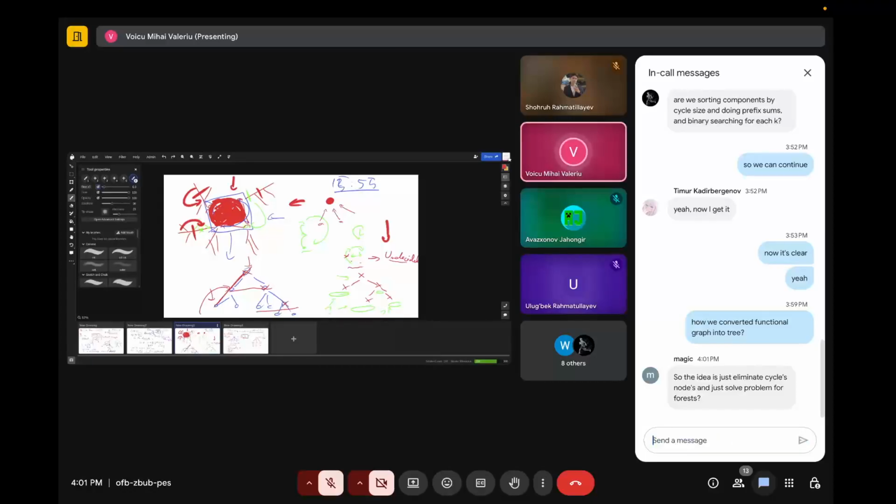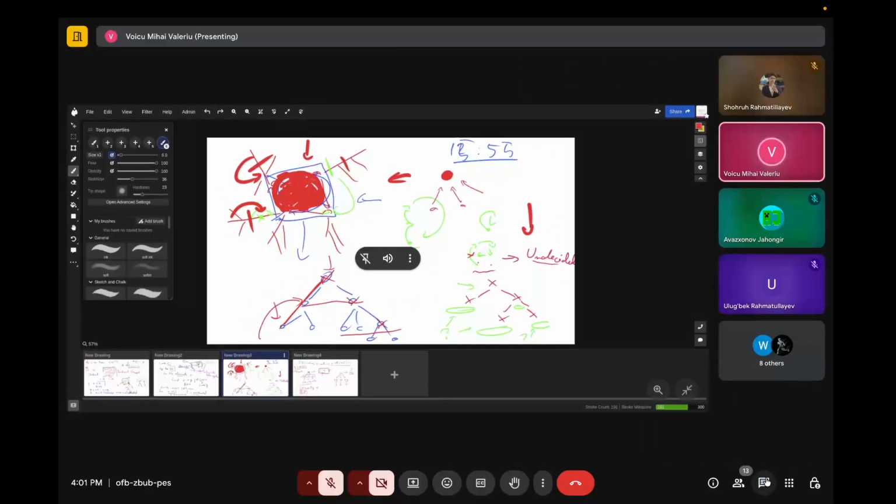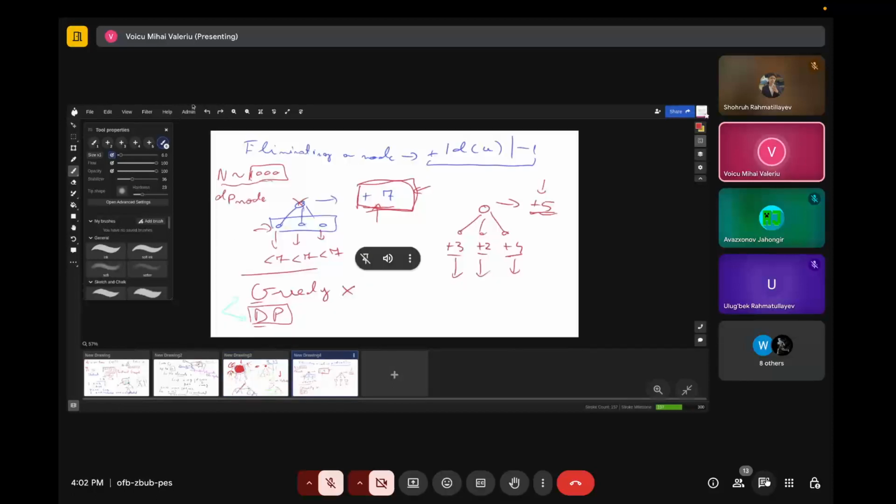Well, technically it isn't a forest, but we will basically solve the problem for the forests that ensue. We don't need to really think of them as forests, but because there might be multiple such connected components, there will be multiple such trees. So we reduce the problem from a functional graph to solving multiple forests.